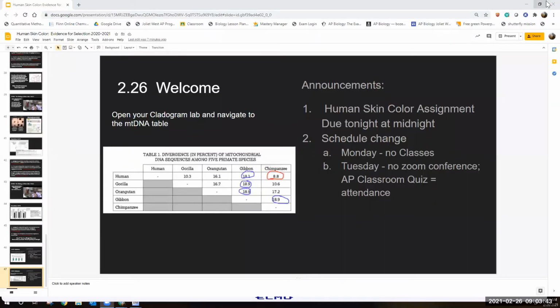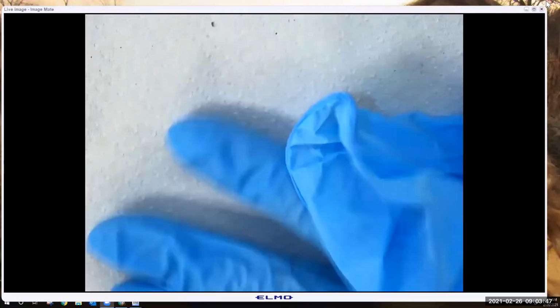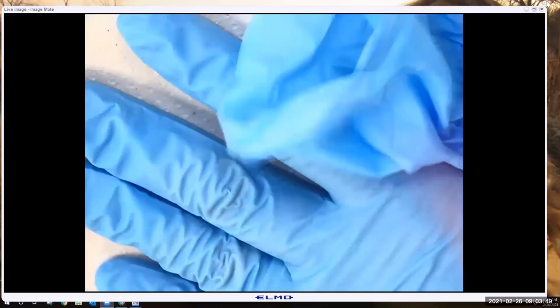So I'm going to switch out to the Elmo. You guys are seeing my gloves now, right? Okay. So I'll put on my gloves and my goggles. You guys are humans, you can collect your own data on yourself, right? Like you don't need me to show you a human, but I have the other organisms here.